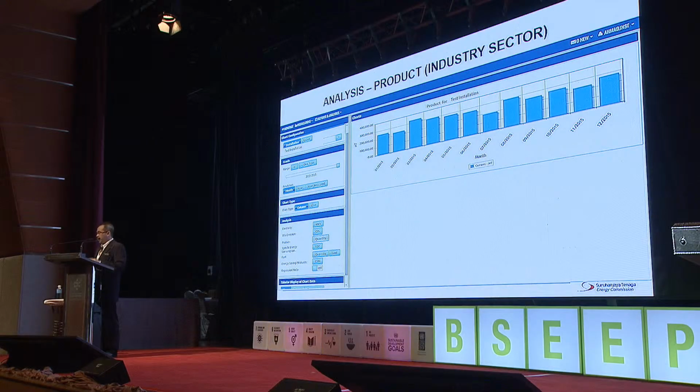Okay, and then the product analysis. Again, as I mentioned to you, specific energy consumption is one of the important criteria they are looking at. If you are producing this per metric ton of product, how much is the consumption compared to the average consumption of the same sector of industry? So that can be done.